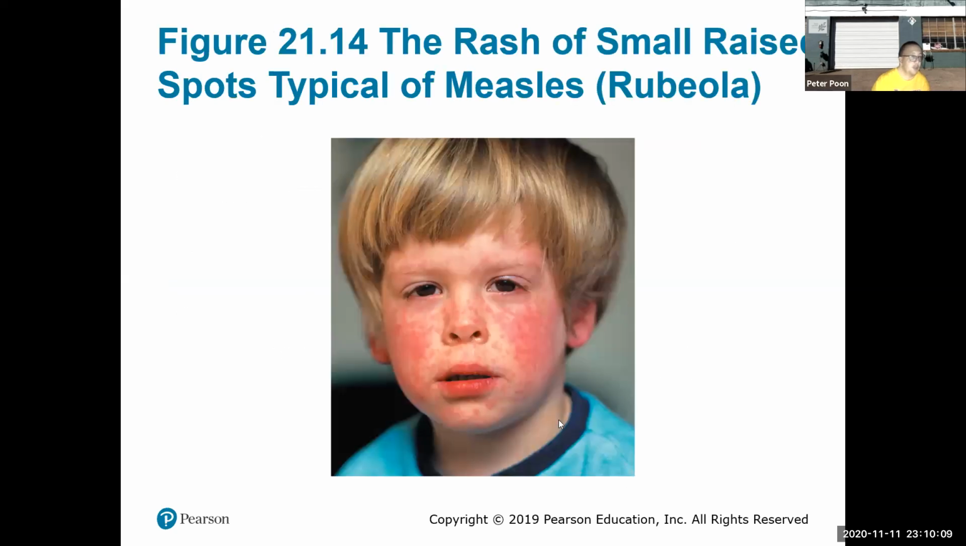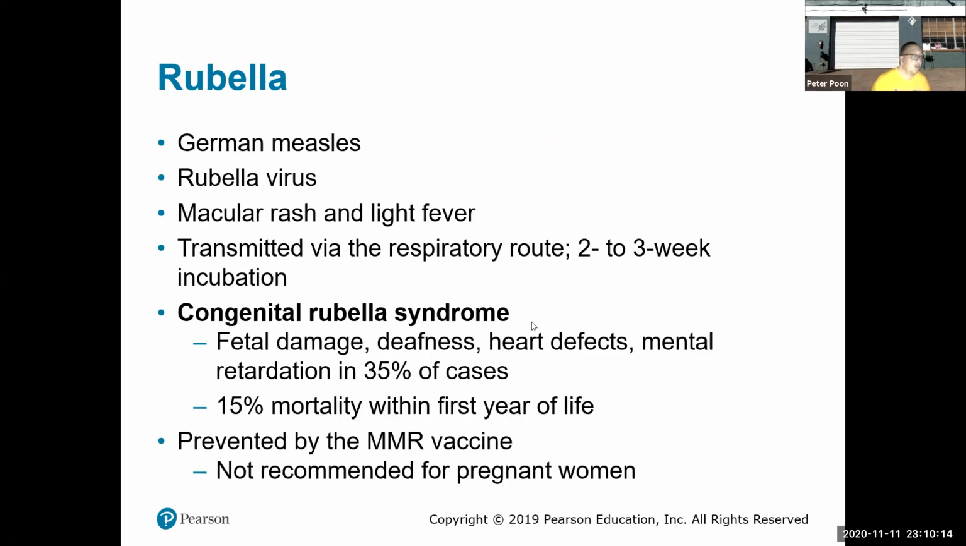Rubella is a much milder version of measles, but it can cause congenital defects. Again, it's prevented by the MMR, mumps, measles, rubella vaccine.